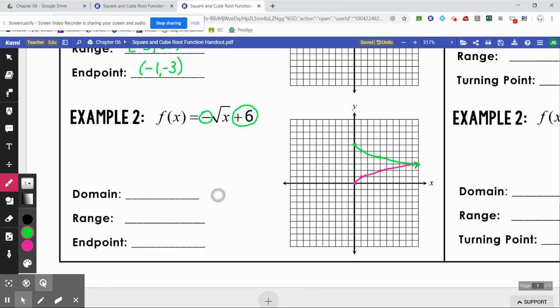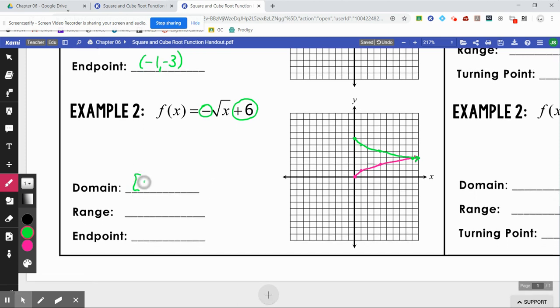The domain of your new function is still the same, 0 to infinity. Why? Because the stuff under the square root is still just plain x. It did not get moved left or right. Your range, however, now goes down forever to negative infinity. This thing keeps tapering off, down, down, down, and it goes up to its highest point, which is now located at 6. That is a point on your graph, and the endpoint is now located at (0, 6) because it got moved up 6 units.